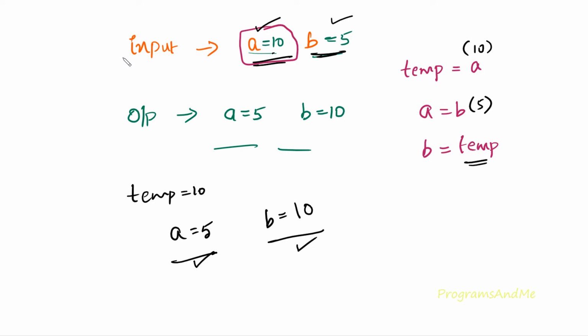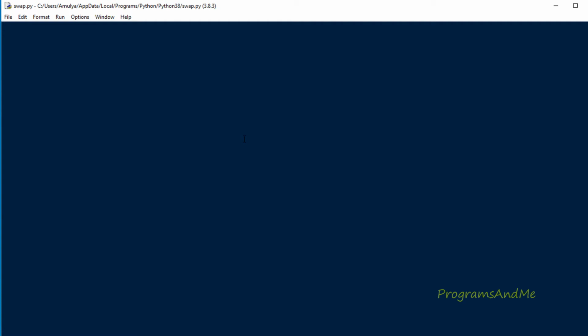How to write the Python program to do this? Here I'm using the Python dark theme. How to change the Python theme, I explained in the previous tutorial. I will give you the link in the description box. You can go and check that.